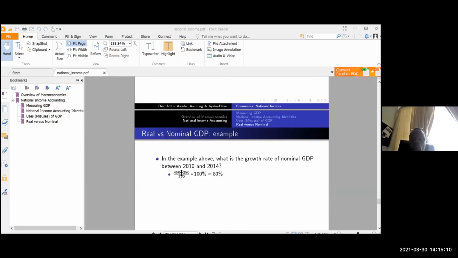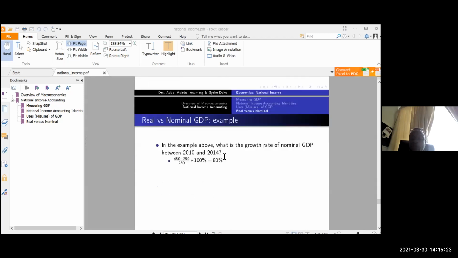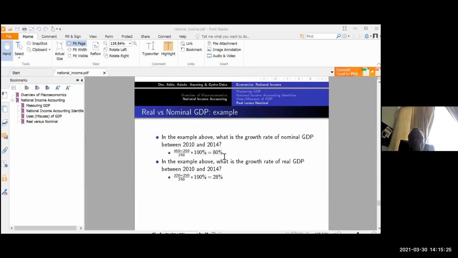So 450 minus 250 over 250, it will seem as if the economy has grown by 80%. But the actual growth, the real growth in the economy, is 320 minus 250 over 250. If you do that, that will give you 28%. So the economy grew by 28% and not the 80%. The real growth in the economy is 28%.